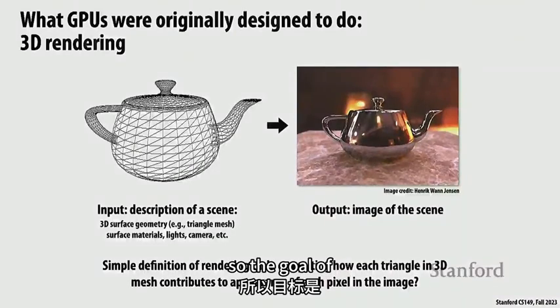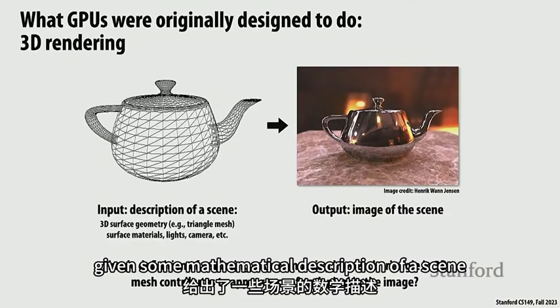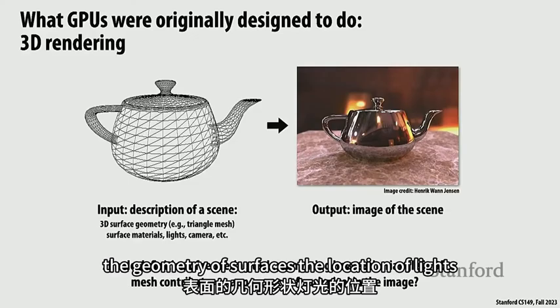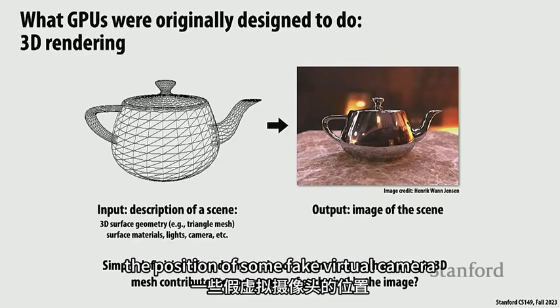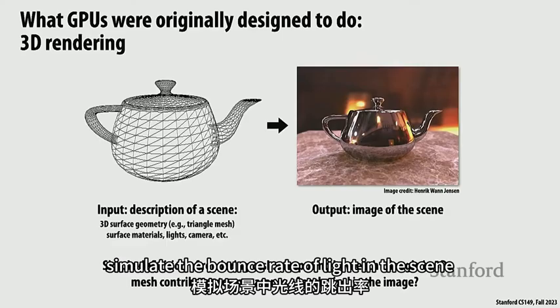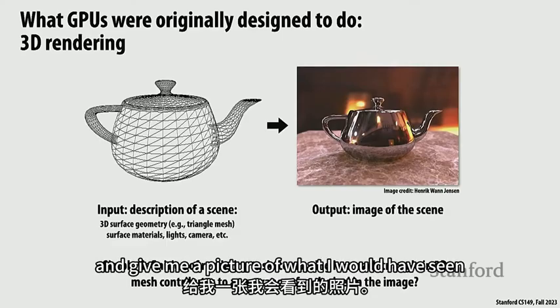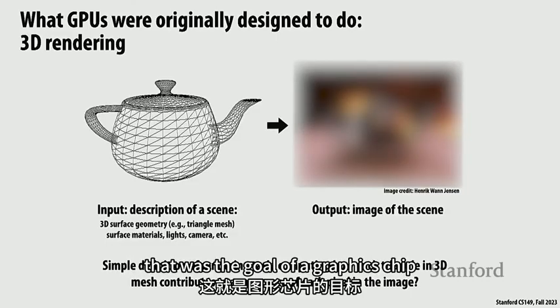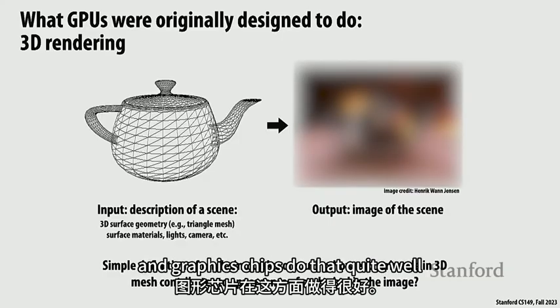So the goal of an original GPU design was to solve one specific problem. And that one specific problem was, given some mathematical description of a scene, and that mathematical description was kind of the geometry of surfaces, the location of lights, the position of some fake virtual camera, perform a simulation, simulate the bouncing of light in the scene, simulate all these materials, and give me a picture of what I would have seen if that was a real camera at that location. That was the goal of a graphics chip. Okay? And graphics chips do that quite well.